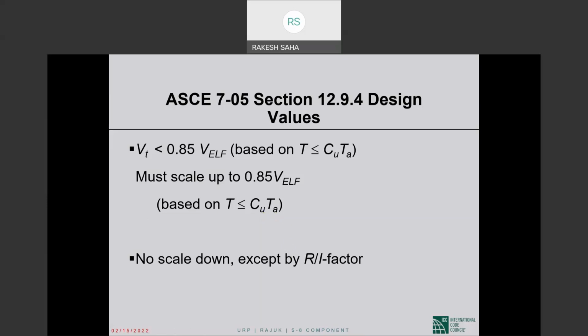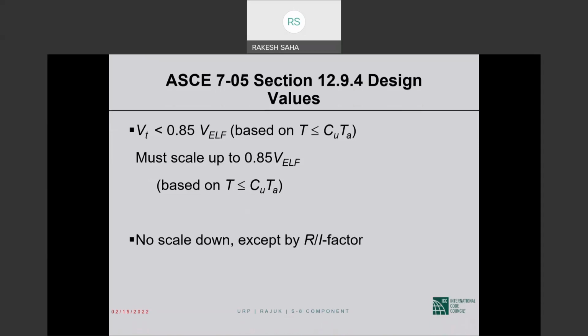Very importantly, there is no scale down of the dynamic base shear. If the dynamic is high compared to the static, you cannot scale it down. There was a time when we used to do it, but no more. And then the R over I modification remains. We do not do elastic design. We do not design our structure for elastic response to the design earthquake when we do dynamic analysis. So we will still lower the spectrum by R and amplify it by I. That doesn't go away.